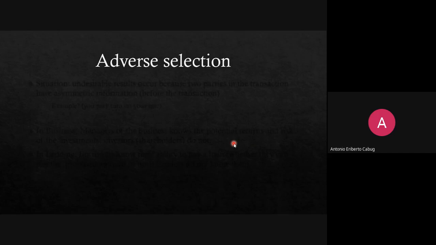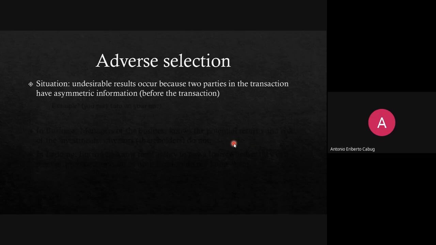Let me discuss the details of adverse selection. Adverse selection is a situation where undesirable results occur because two parties in the transaction have asymmetric info, meaning it happens before the transaction. Okay? Can anyone give me an example of adverse selection? Undesirable results occur because the two parties in the transaction have asymmetric info, meaning one party doesn't know the other that much. Or when we talk about buying and selling products.